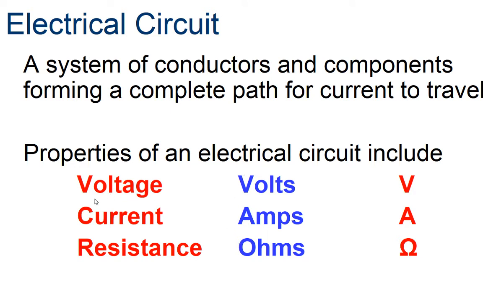We're going to be learning about three properties of electricity: voltage, current, and resistance. We measure voltage with volts, which is signified with a V. Current is measured in amperes or amps, and that's signified with an A. And resistance is measured in ohms, which is signified with this upside down horseshoe thingy.